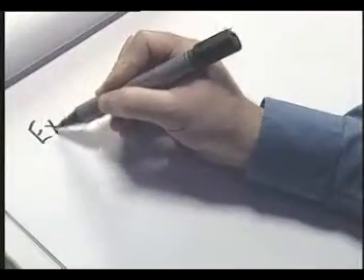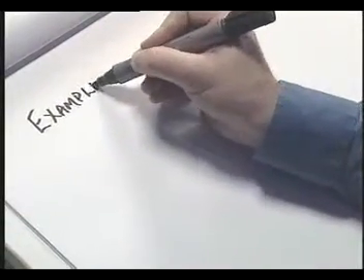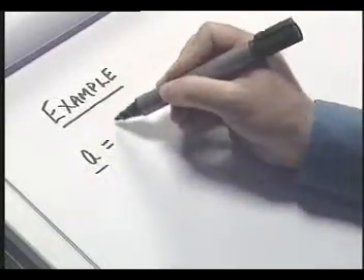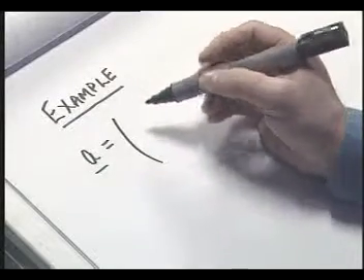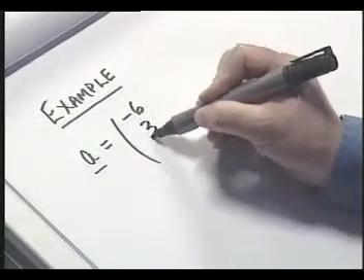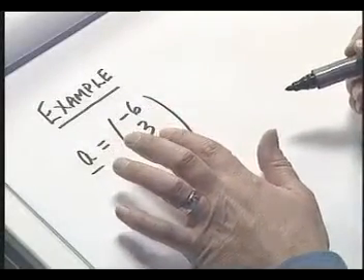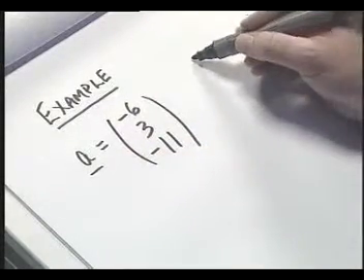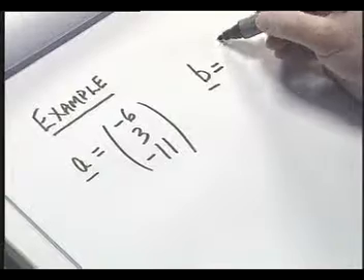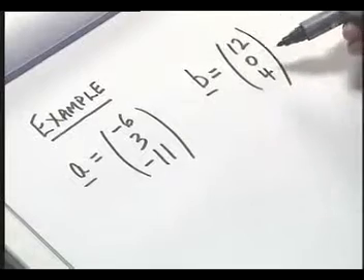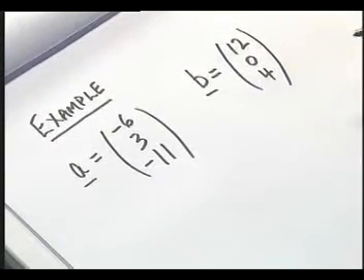Now, it's so important that you know how to calculate a scalar product that I'm going to give you one more example, just to make sure that you understand the process. And we'll go straight into column vector notation. Suppose the vector A is the vector minus 6, 3, minus 11. That's minus 6i plus 3j minus 11k. And let's suppose the vector B is the vector 12, 0, 4. That's 12i, 0j plus 4k.